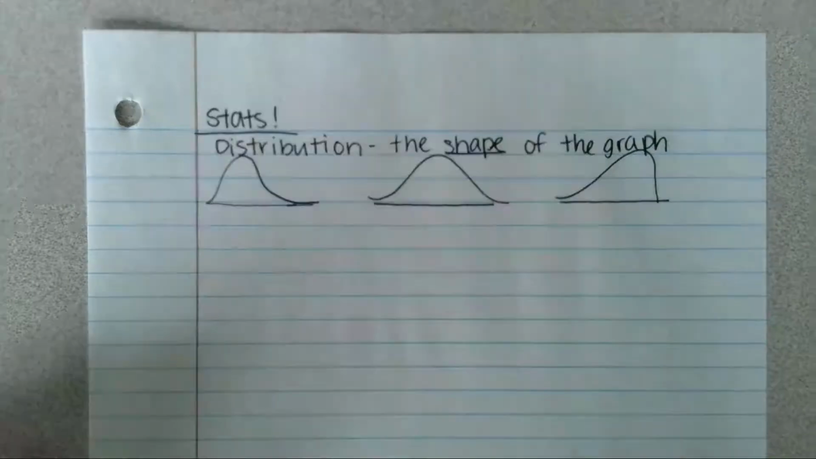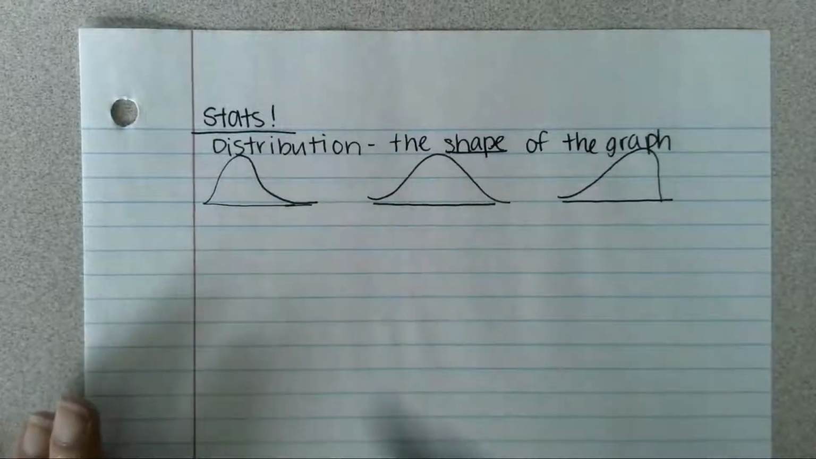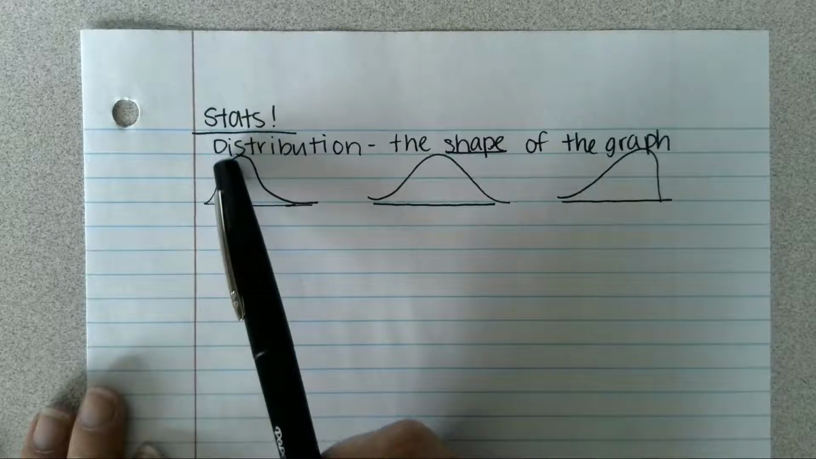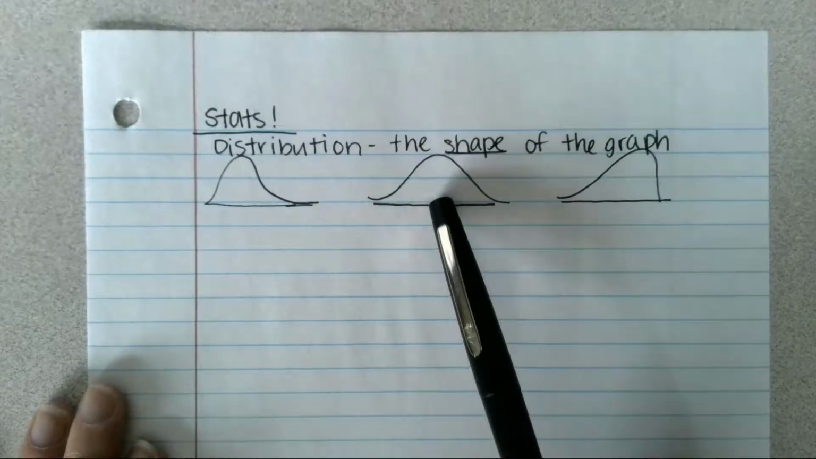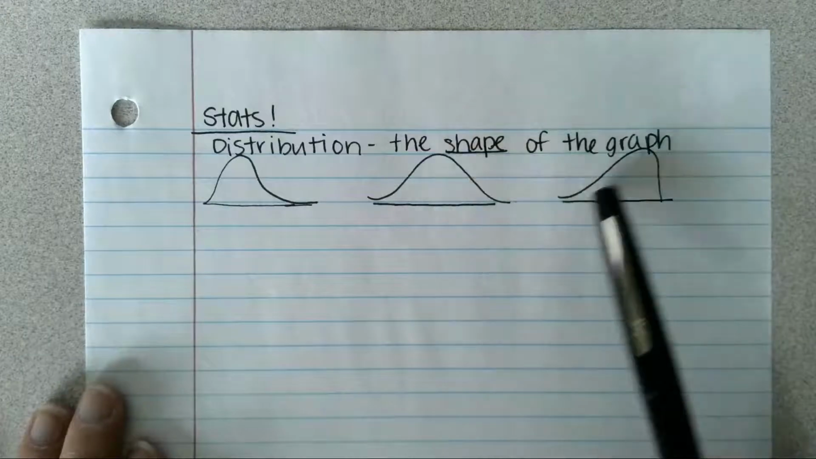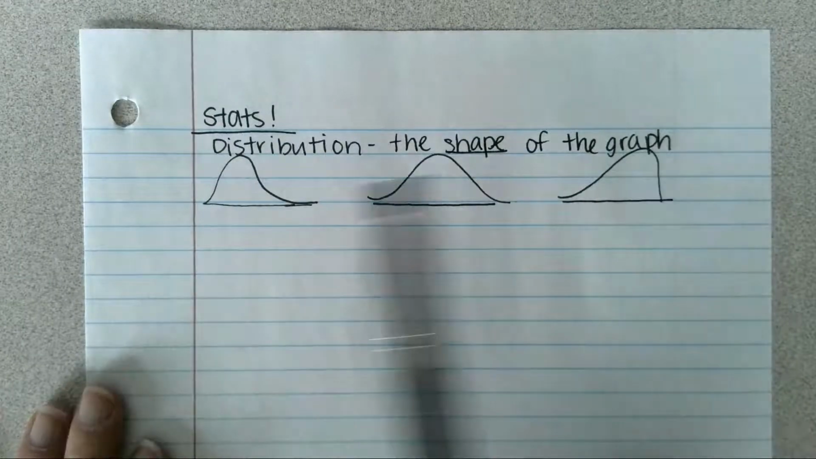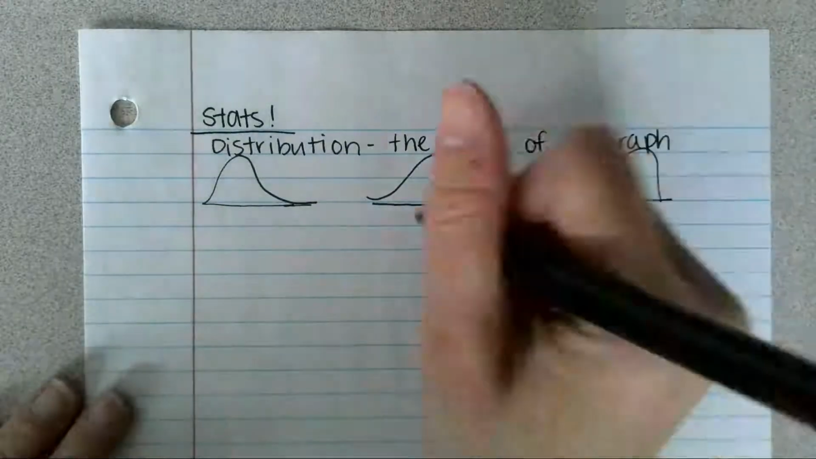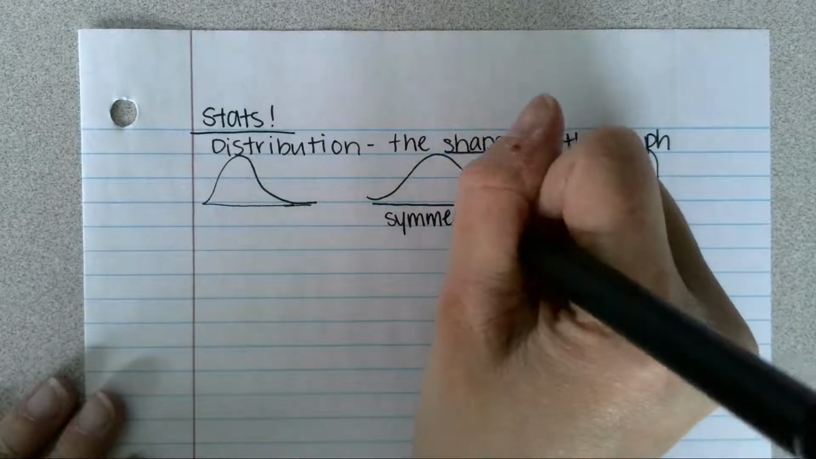When we make a dot plot, for example, or a histogram, you can either have a lot of data over here on the left and a low amount on the right, where the majority of your data falls in the middle, or where the majority of your data is on the right side of the graph. These are three different types of distribution. The one in the middle is going to be symmetric.